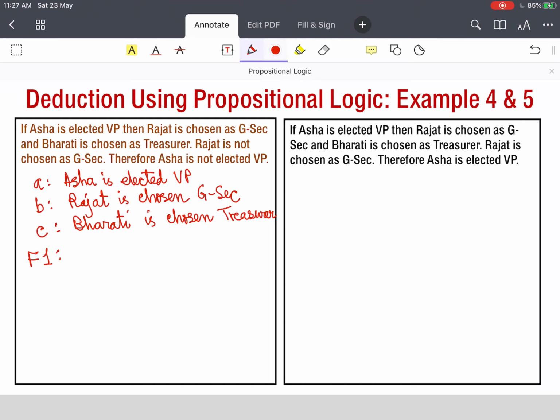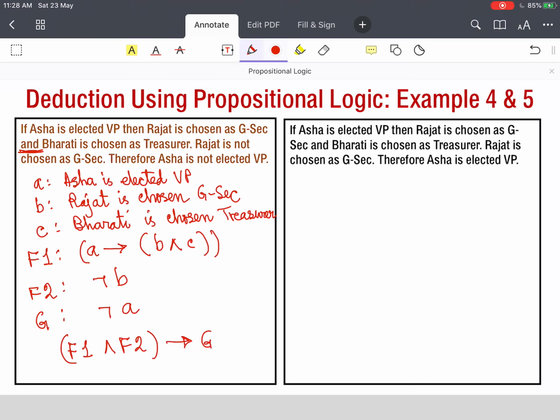And then we start coding our sentences. Our first sentence F1 is if Asha is elected VP, then Rajat is chosen as GSEC and Bharati is chosen as treasurer. So A implies B and C. F2, Rajat is not chosen as GSEC, so not B. And our goal is Asha is not elected VP, which is not A. So if we want to put it clearly, this will be in these brackets. And in order to prove that this argument is correct, we again have to do the same thing. We have to prove whether F1 and F2 implies G is a tautology or not.